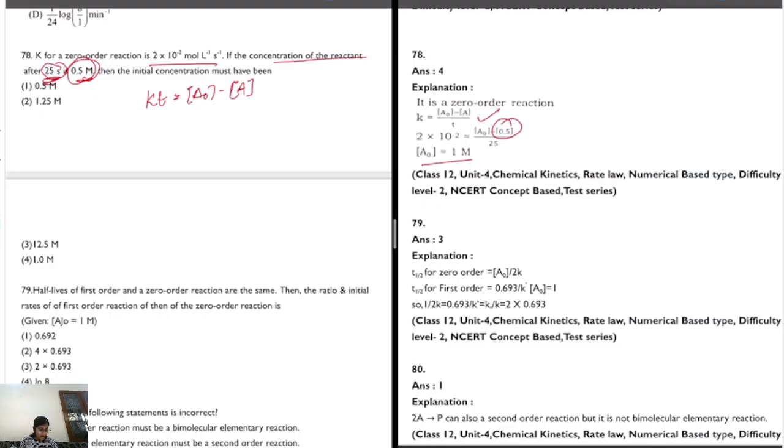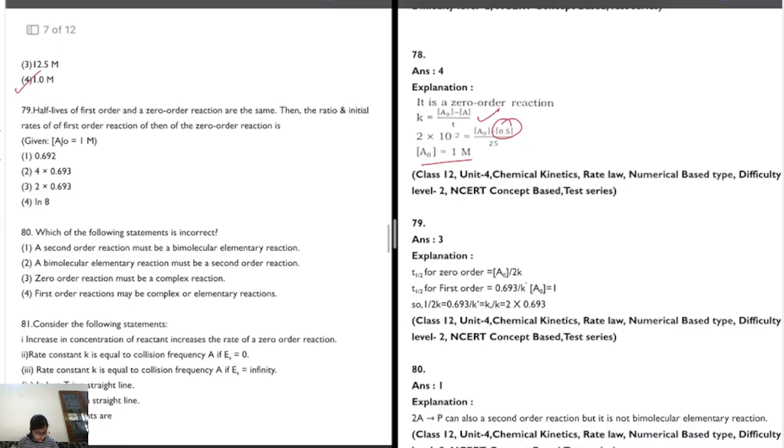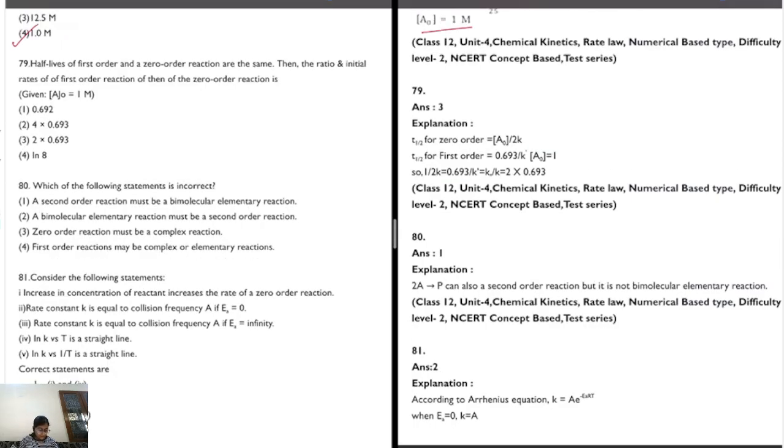In the next question, the half-lives of a first order and a zero order reaction are the same. Then the ratio of initial rates of the first order reaction to that of the zero order reaction. See what the half-lives of first and zero order reactions are. So for a zero order reaction, it is A naught by 2K, and for a first order reaction, it is 0.693 upon K.